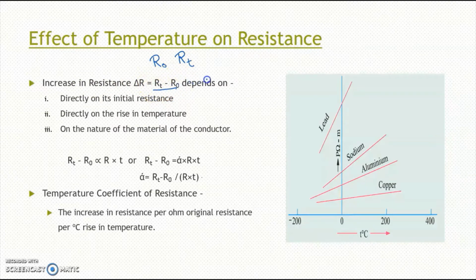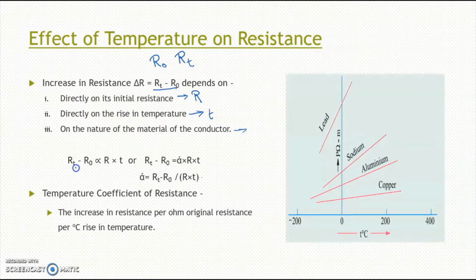With the temperature rise, the increase in resistance is delta R equal to RT minus R naught. This is the formula. It depends directly on its initial resistance, that is, it is directly proportional to the initial resistance R, and directly on the rise in temperature. From 0 degrees Celsius to T degrees Celsius, the rise in temperature is T. It also depends on the nature of the material of the conductor, that is the specific resistance rho, and on whether it is a metal or a semiconductor.